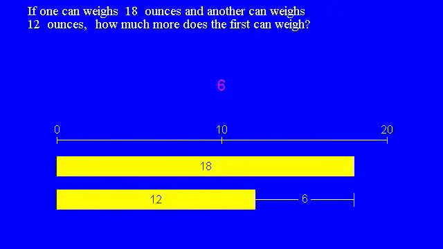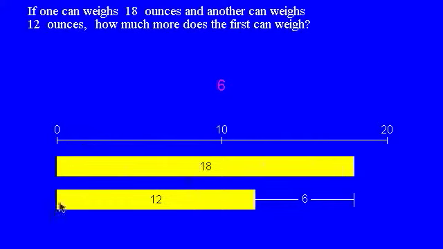For subtraction, some of the keywords are what is the difference, how much more, how much less, how much further, how much longer, shorter, etc. The ER and comparative words. For example, if one can weighs 18 ounces and another can weighs 12 ounces, how much more does the first can weigh? Again, a clue that it's either addition or subtraction is that there's just one name. Ounces with 18 and ounces with 12. So how much more when it's in the question part is generally subtraction.